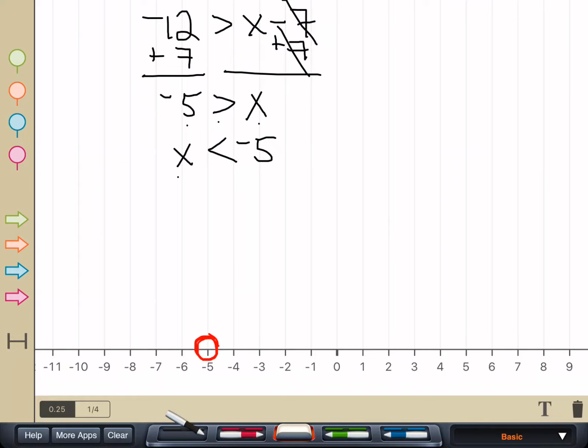Okay, so if x is less than negative 5, we are going to draw our arrow this way to show that x can be any value that is less than negative 5, like negative 5.1 or negative 5.05 or whatever. Okay, so that's going to work for that one. This is our solution, and then we have our graph below. Okay, let's try another one.